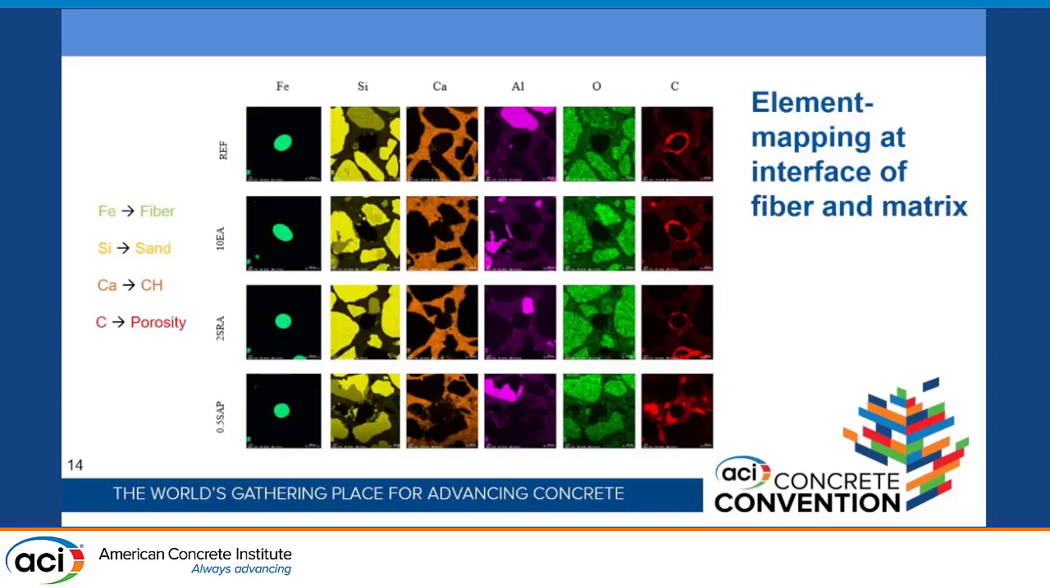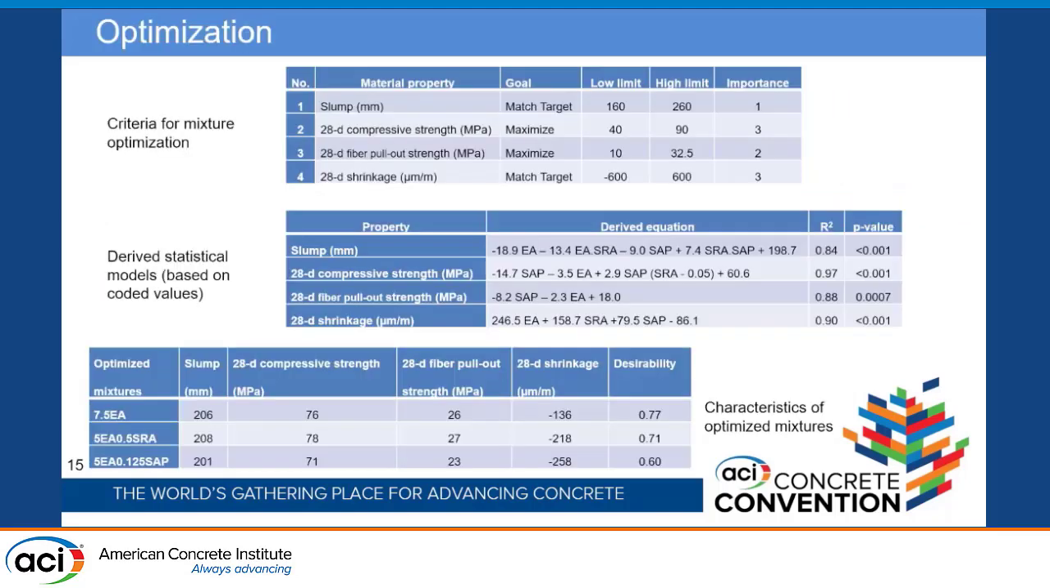Element mapping at the interface of fiber and matrix is shown on this slide. Fe is fiber, the middle green circle, Si is sand, Ca is portlandite, and C is porosity. As you see at the bottom right, the SAP system had a lot of porosity and inferior mechanical properties, which we discussed.